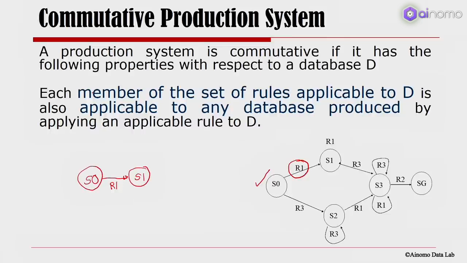Now R1 was a member of the set of rules applicable to this, and this is the database produced from this. It's interesting to note that R1 is still applicable to S1. I can still apply R1 to this state if the system that I am talking of is a commutative production system.